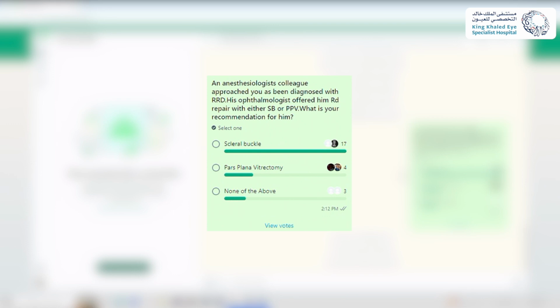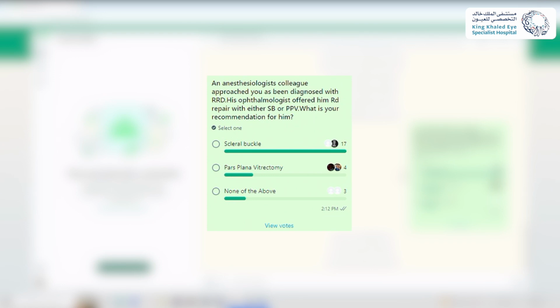So this information was lacking intentionally in the question. We didn't mention this data because we want to show that the more details you have, the more it will customize your management. So we don't know, is he phakic? How old is he? Where is the break? How long has the diagnosis been there? Did he have any procedure before? So we don't know. For this reason, we cannot know exactly what is the best procedure for him.